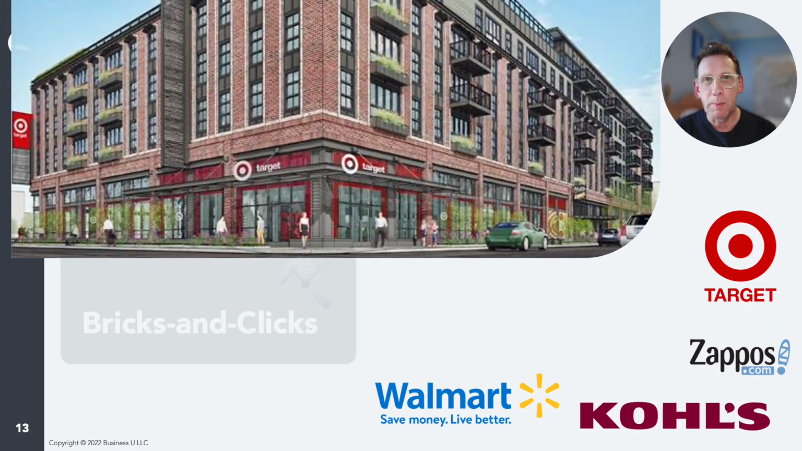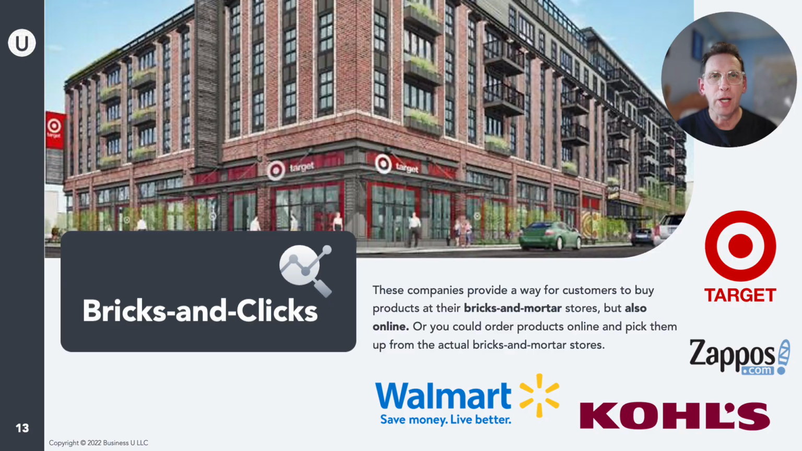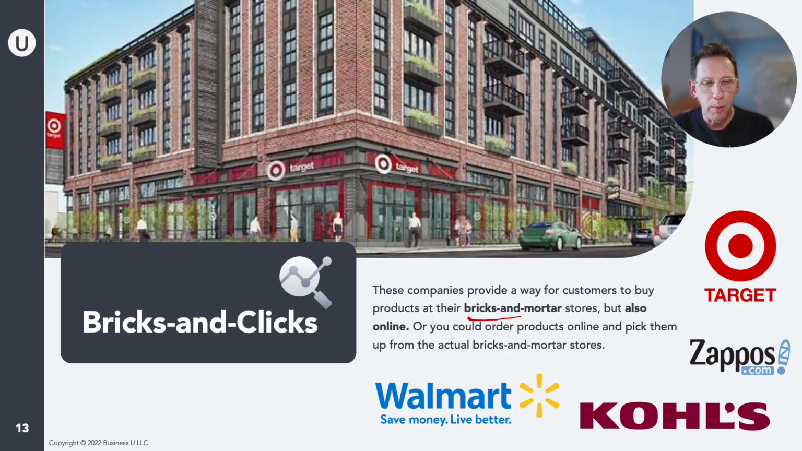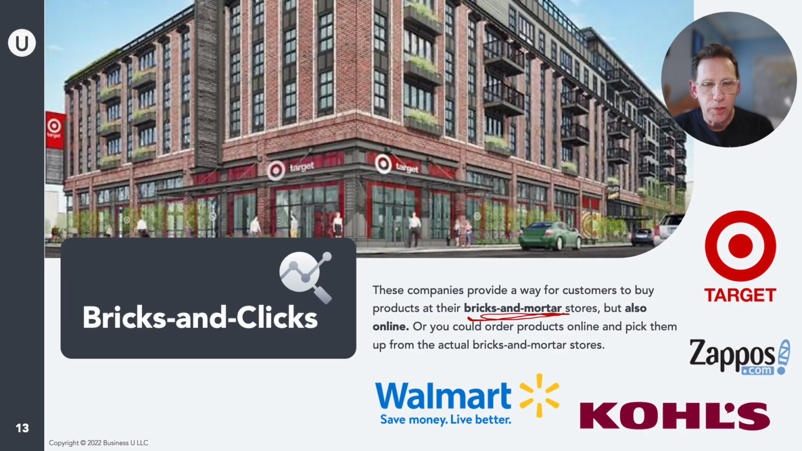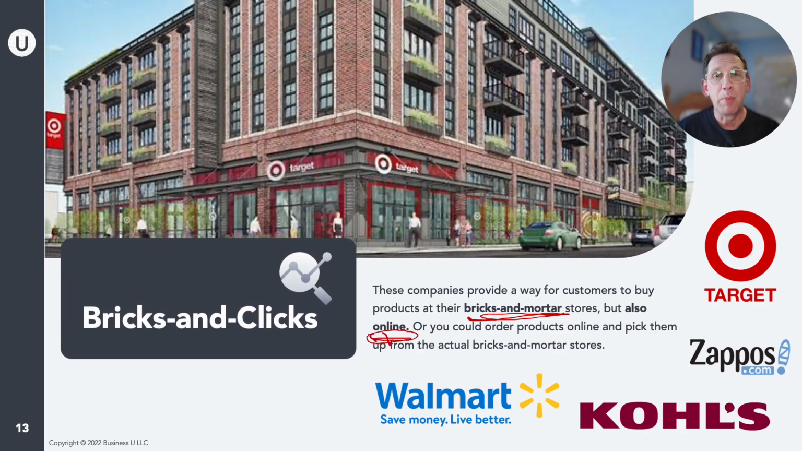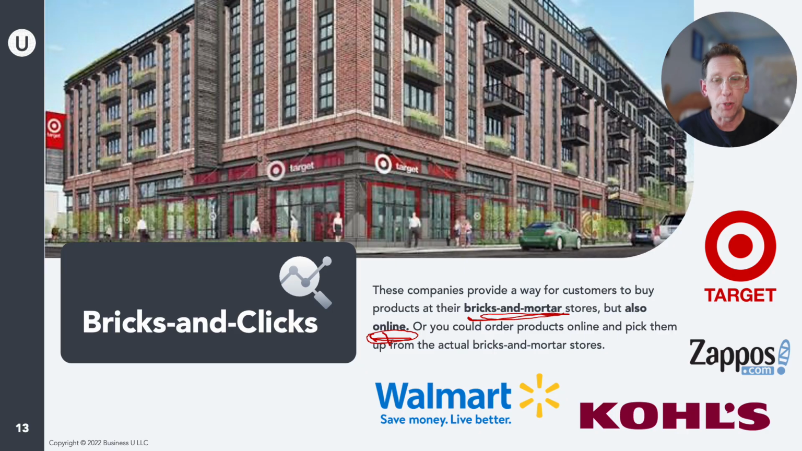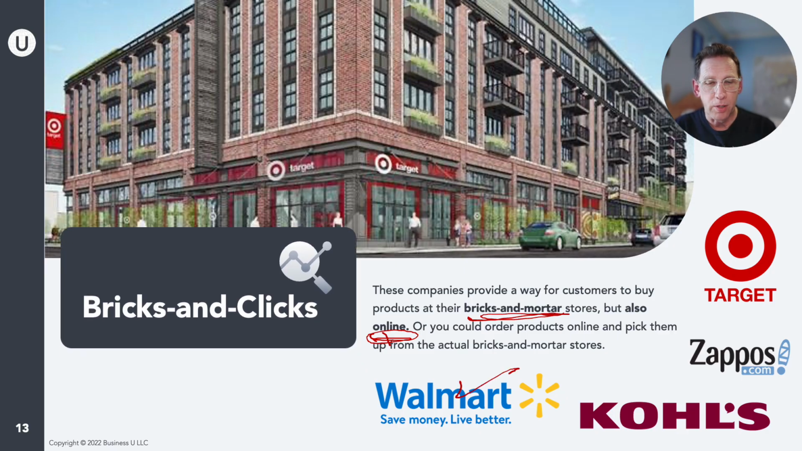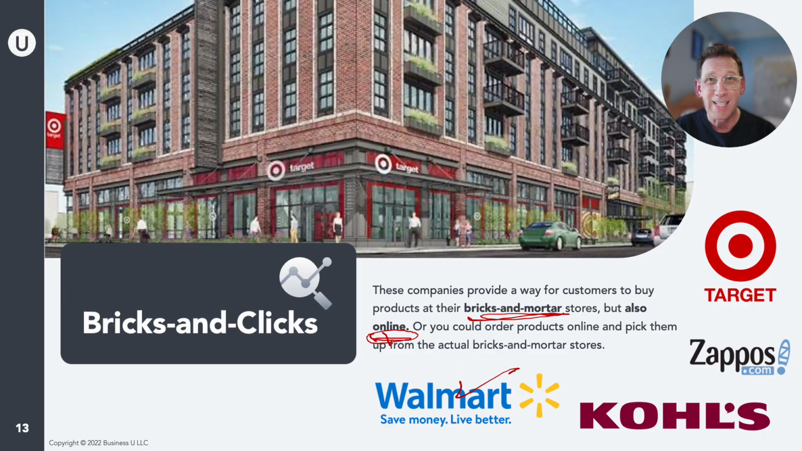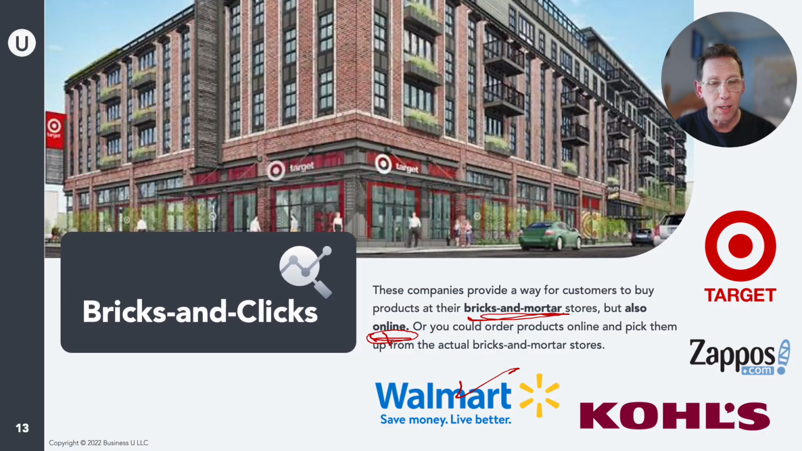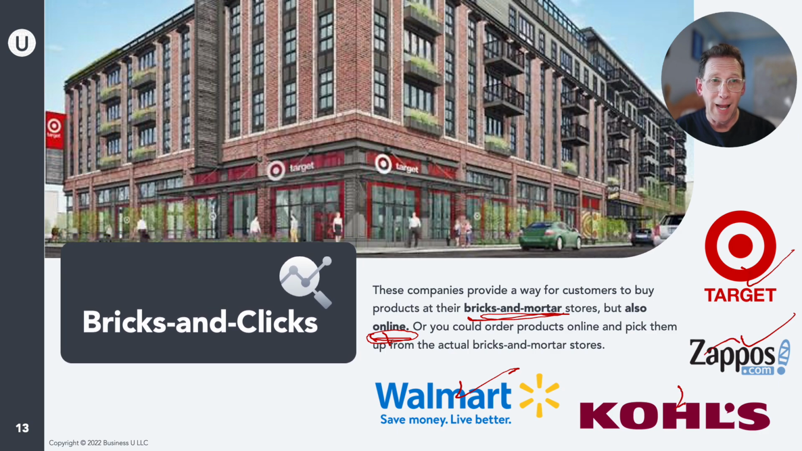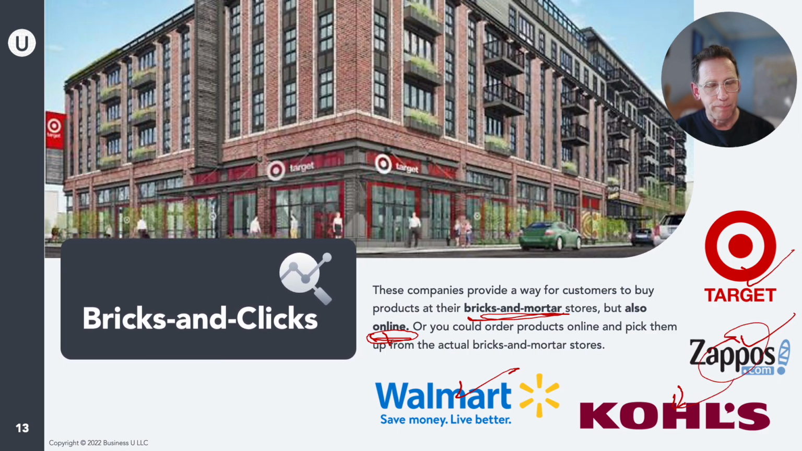Oh, now speaking of bricks and clicks, these are companies that provide a way for customers to buy products from their brick and mortar locations, but also from online. You can order products online and then you can pick them up from the actual bricks and mortar stores. Walmart is a good example because they've got their physical stores, but they also have a great online presence that even rivals Amazon nowadays. But other ones could include Target, Zappos, which is actually owned by Amazon, and Kohl's.